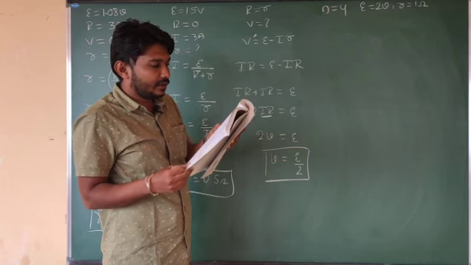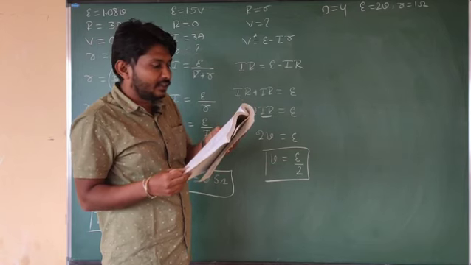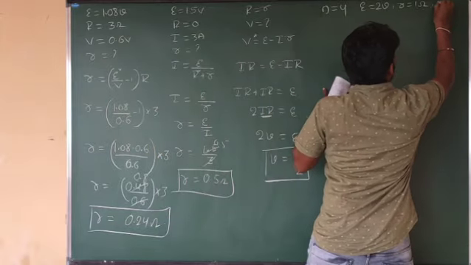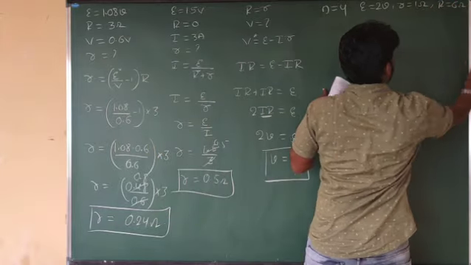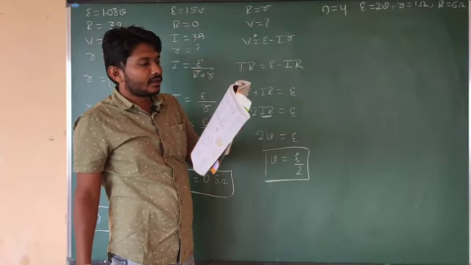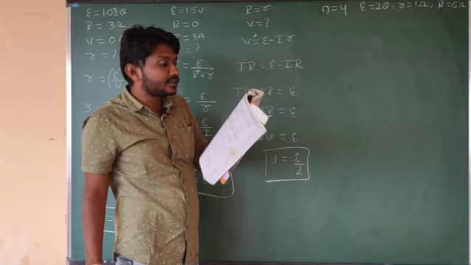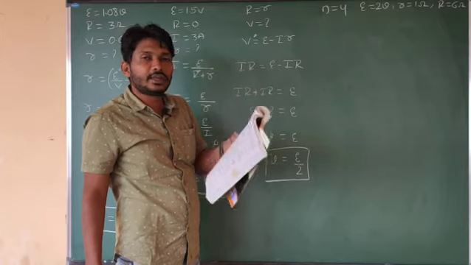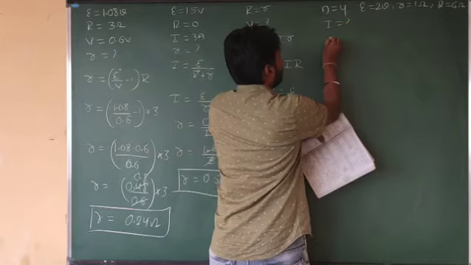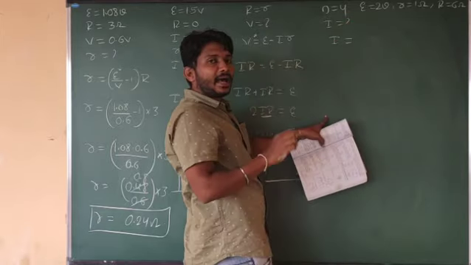Internal resistance is 1 ohm, connected in parallel with an external resistance of 6 ohm. So these cells are connected in parallel with an external resistance of 6 ohm. Then the current in the external resistance is, so which thing do I need to find out here? Current in the external resistance. So look here, the nature of the combination is parallel.